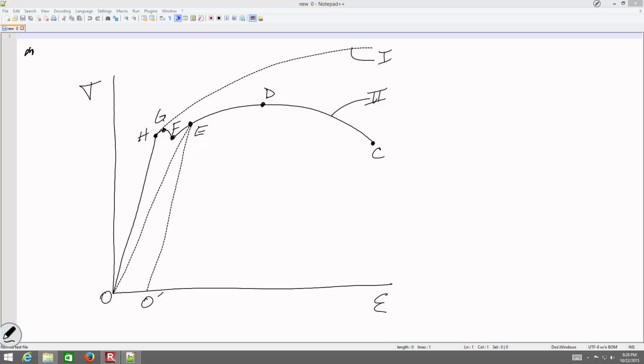The slope of the line OE is the secant modulus, proportional limit, yield point, or ultimate strength? It's a secant modulus. Random point on the curve, back to the origin. Point H indicates proportional limit. End of the linear portion there, right?